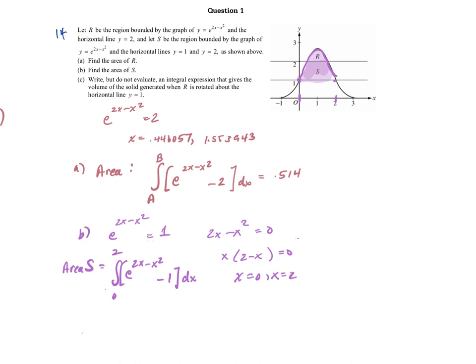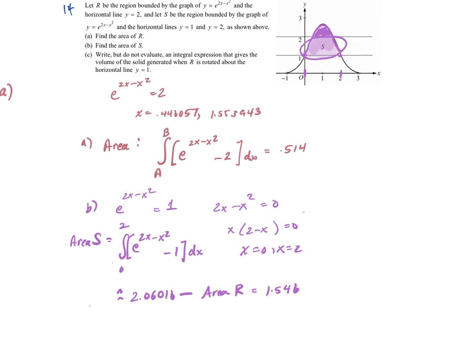And then what you're going to do there, well, let's get the answer to this. So put it in your calculator. I get 2.06016, but I'm going to take away the area of R, because if I take away R, that's this, I'm left with just S, okay? Now we found R from above, so we're going to get 1.546.